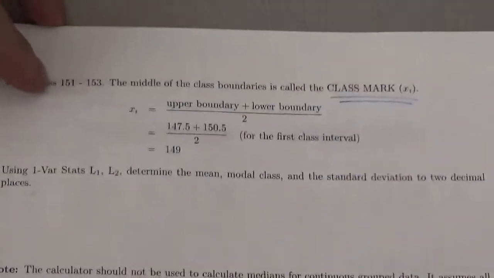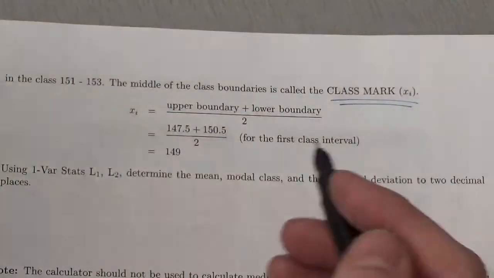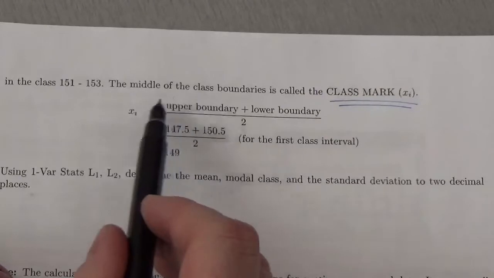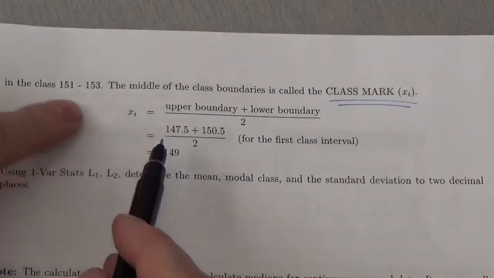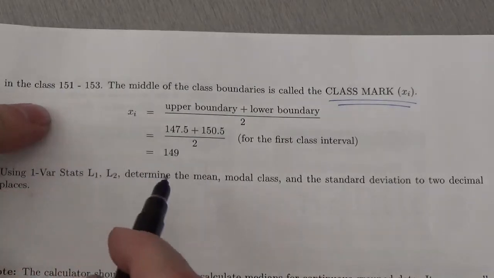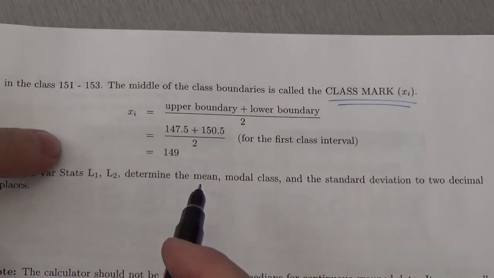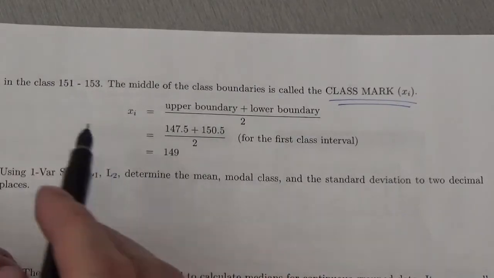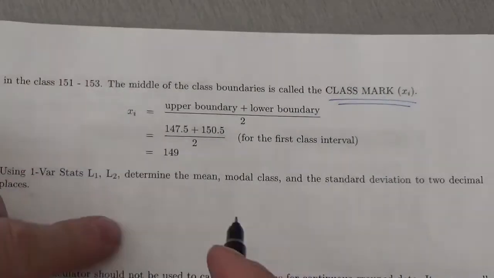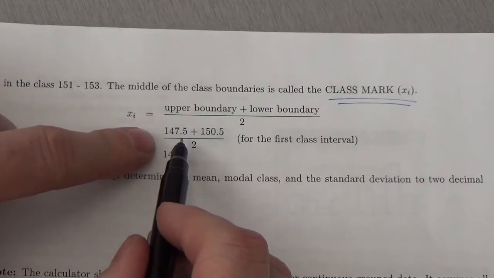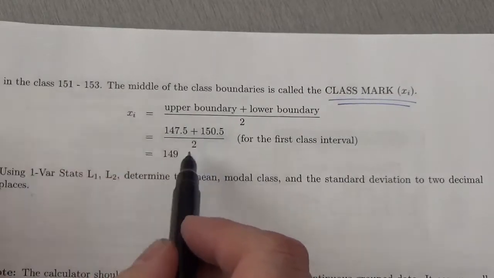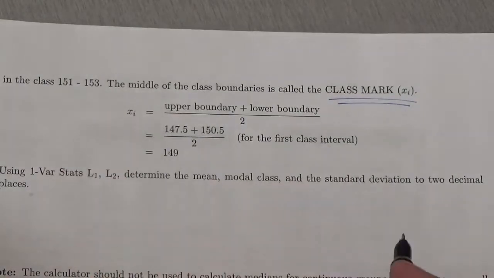So what we do is we create this class mark that we're going to use to represent the entire class. And really, it's just the upper boundary plus the lower boundary divided by 2. So for the first one, x1, there would be 147.5 plus 150.5 divided by 2. So the first representative mark would be 149 here.